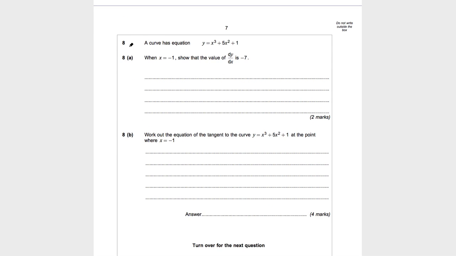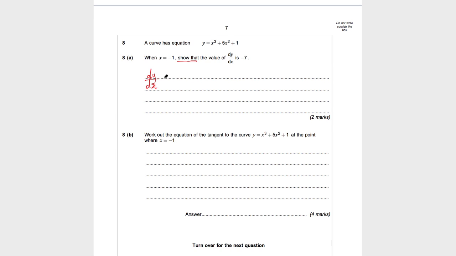So things are getting complicated at this point. Beginning to get into differentiation now. So a curve has the equation y equals x cubed plus 5x squared plus 1. When x equals minus 1, show that the value of dy by dx is minus 7. So show that. First of all, I'm going to need to work out dy by dx, so this is differentiating that expression there.